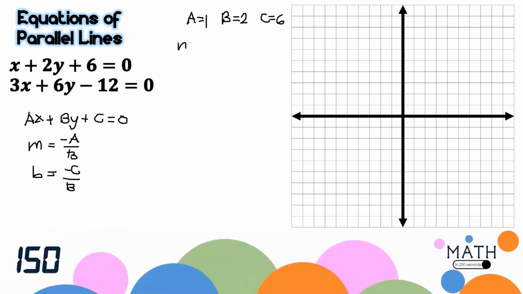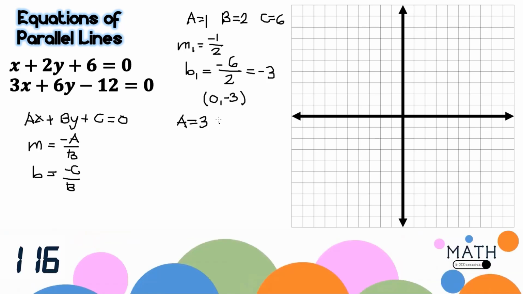So the slope of the first equation of a line is given as negative a over b, so negative 1 over 2. And the y-intercept of the first equation is negative c over b, which is negative 6 over 2, or negative 3. Since b is a y-intercept, we can also call it a point on the y-axis, which is (0, -3).